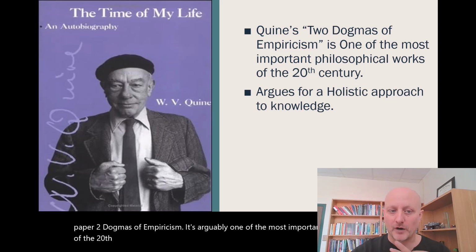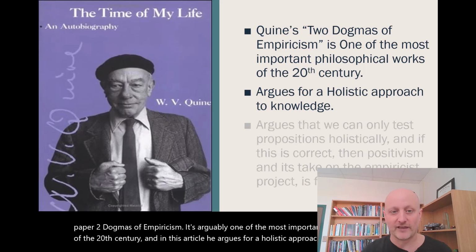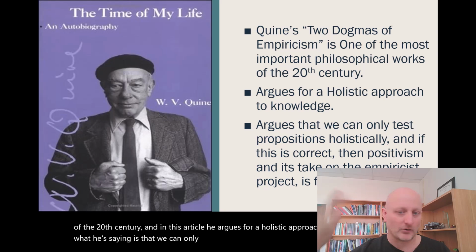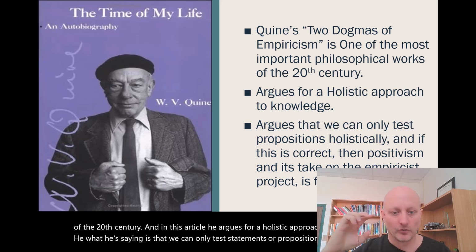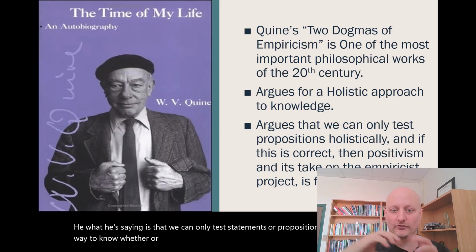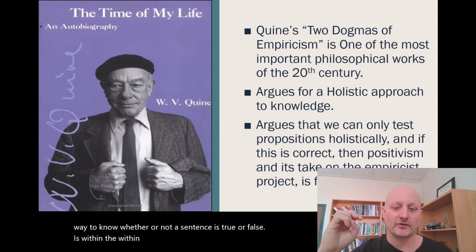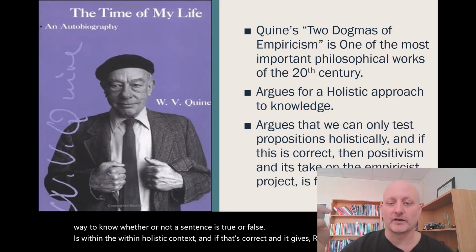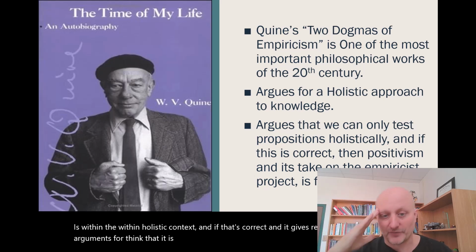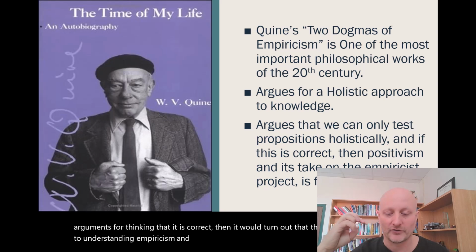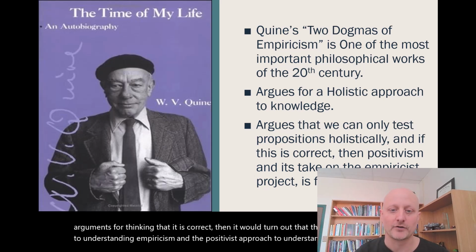And in this article, he argues for a holistic approach to knowledge, right? What he's saying is that we can only test statements or propositions holistically. The only way to know whether or not a sentence is true or false is within a holistic context. And if that's correct, and he gives really powerful arguments for thinking that it is correct, then it would turn out that the positivist approach to understanding empiricism and the positivist approach to understanding the scientific method is fatally flawed.